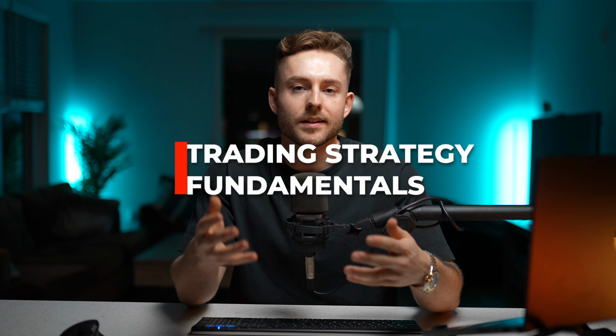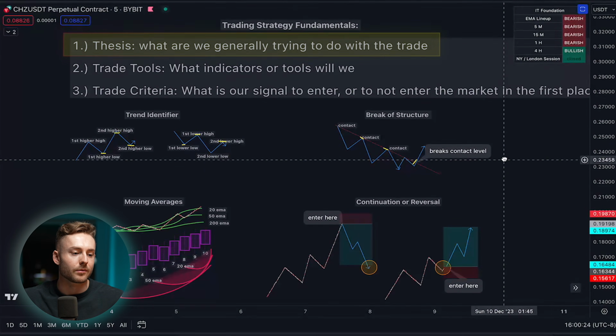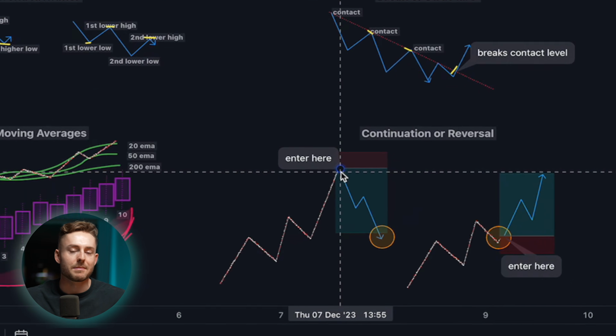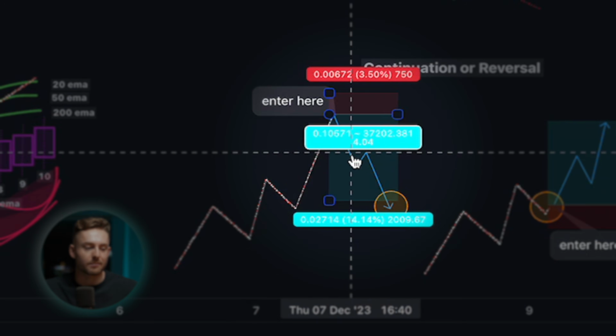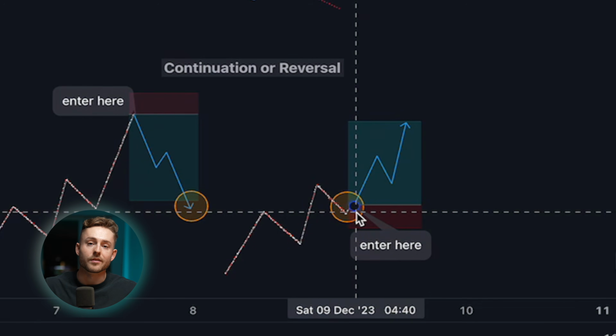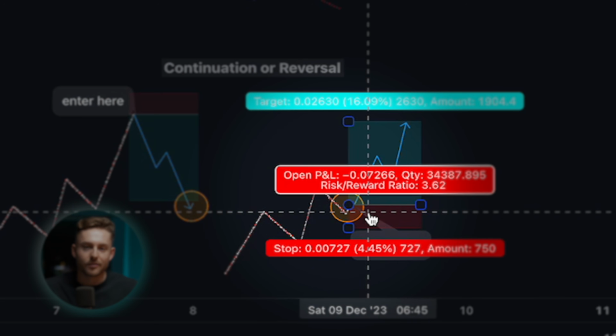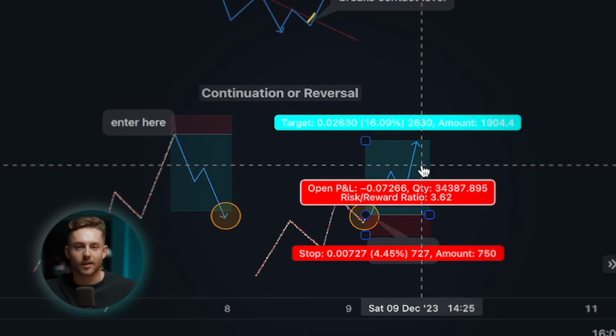When we're trading any trading systems, we need to have a few things. We need to first have a thesis of the trade. So what we're generally trying to do. Are we trying to time a reversal point where we have a market move and the price is changing directions? Or are we trying to find a current move in the market, enter that current move, and then continue to follow it up as it goes?